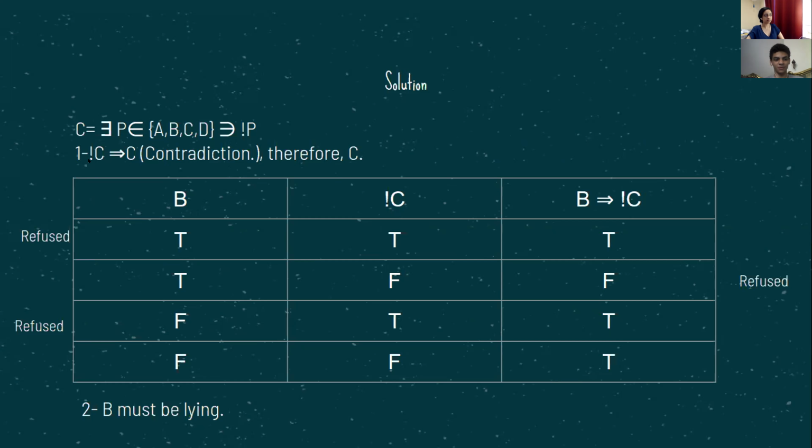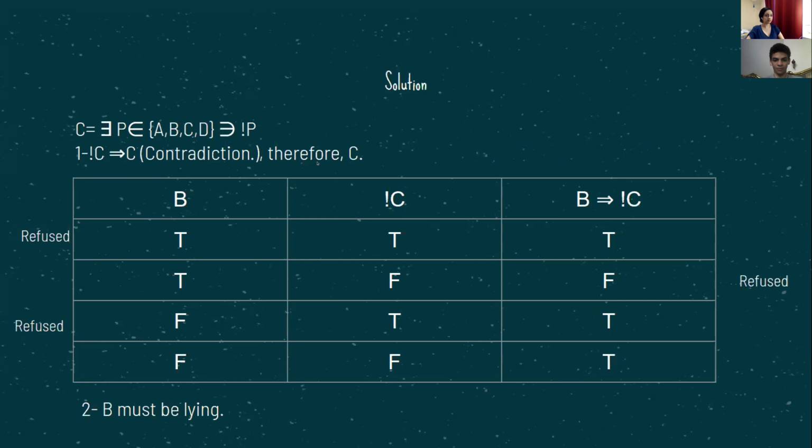So if we assume that C is lying, then he will be saying the truth, because he said that at least one is lying. But if he's lying, then he's saying the truth because he will be the liar then. So the only logically coherent case would be that C is saying the truth, because if he was saying the lie, then he would already be saying the truth. So in all cases, C is certainly saying the truth. I hope that you get that.